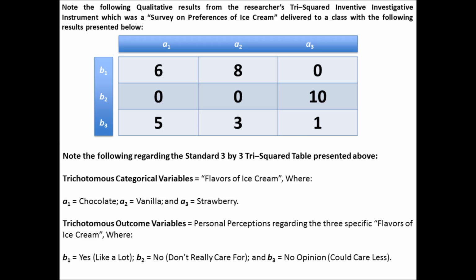Okay? Yes, no, no opinion. Now, because tri-squared is a fixed test, it's always going to have outcomes within the categorical variables and the outcome variables that are always going to look like this. If you break this out, it creates our instrument within the 9 sectors off the 3 research questions. 1, 2, 3, 4, 5, 6, 7, 8, 9. So there is a yes, no, no opinion for each categorical variable.